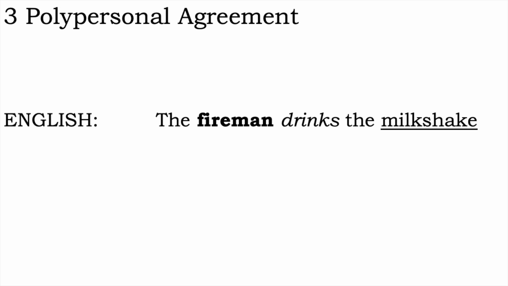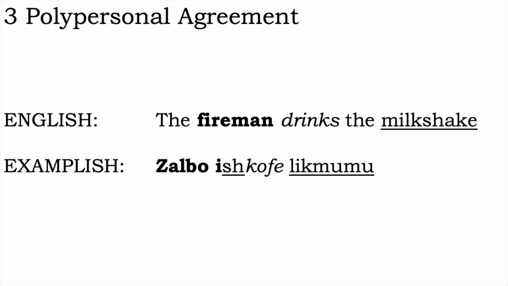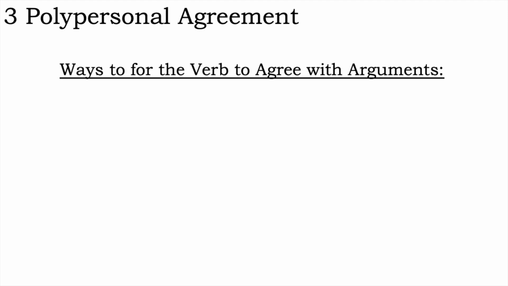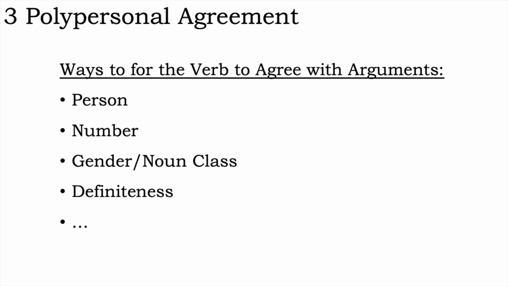Polypersonal agreement. Polypersonal agreement means that a verb marks multiple core arguments. To oversimplify for a moment, this basically means that both the subject and the object of a clause are marked on the verb. Different languages will distinguish different characteristics that are marked, person, number, gender, and so on, but usually the grammatical role of each participant is made clear in some way, via verbal affixes.